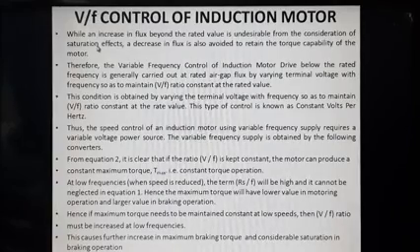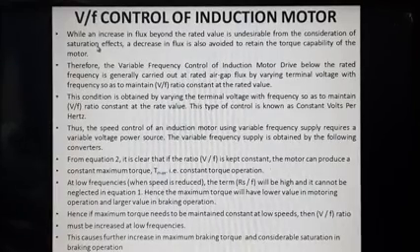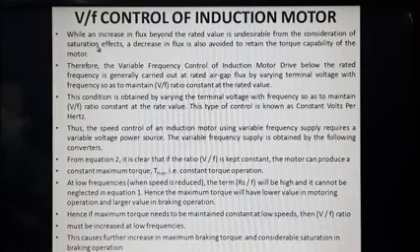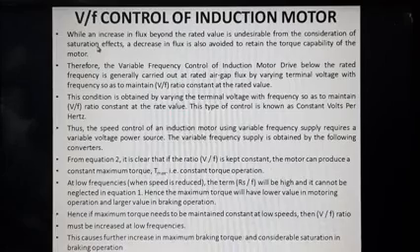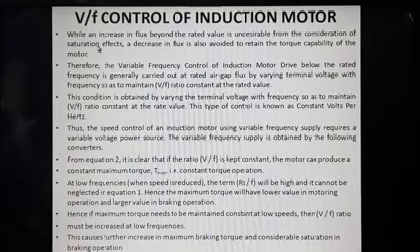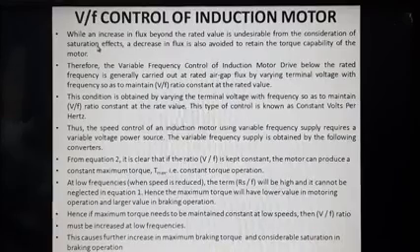The advantage of keeping the V by F ratio constant is this: from the last session we know that phi is directly proportional to V by F. So if you are trying to reduce the speed by reducing the value of frequency, whatever change you are giving to the frequency side, if you are able to bring the same change to the voltage side also, then since phi is directly proportional to V by F, the value of phi remains constant. So if frequency is reducing and simultaneously voltage is also getting reduced, the flux stays constant.